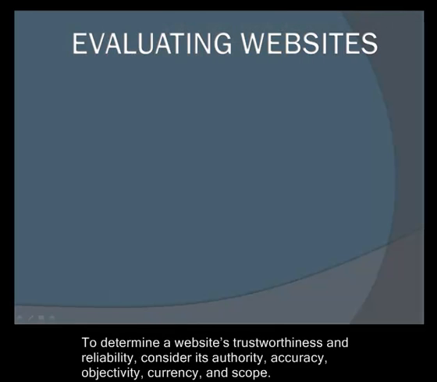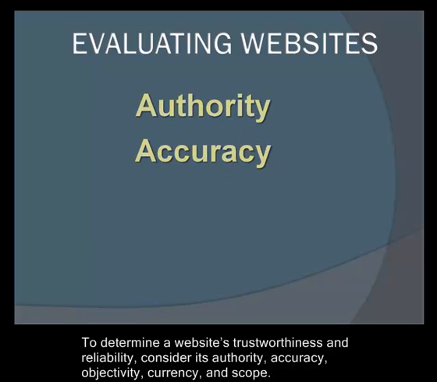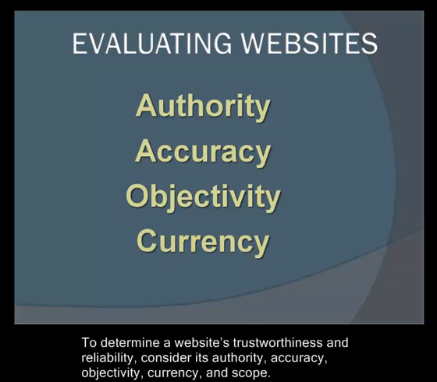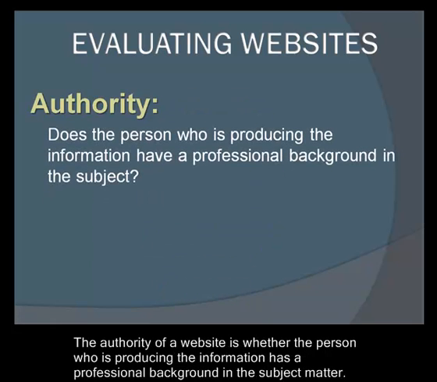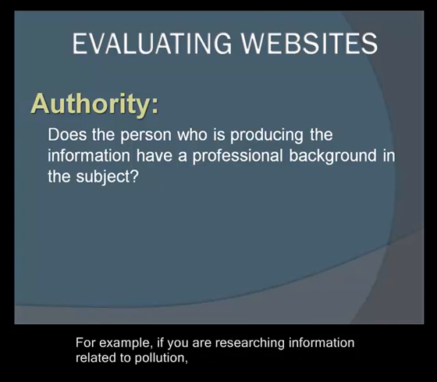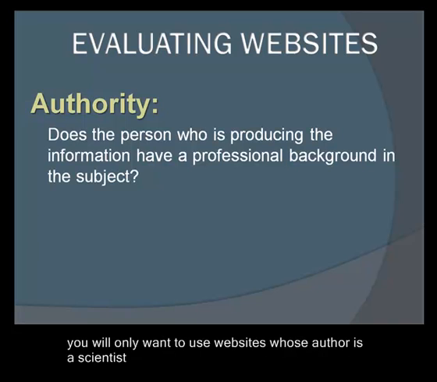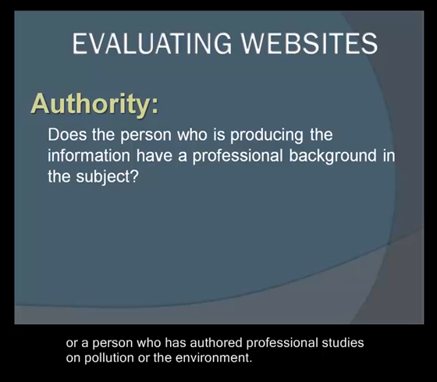To determine a website's trustworthiness and reliability, consider its authority, accuracy, objectivity, currency, and scope. The authority of a website is whether the person who is producing the information has a professional background in the subject matter. For example, if you are researching information related to pollution, you will only want to use websites whose author is a scientist or a person who has authored professional studies on pollution or the environment.